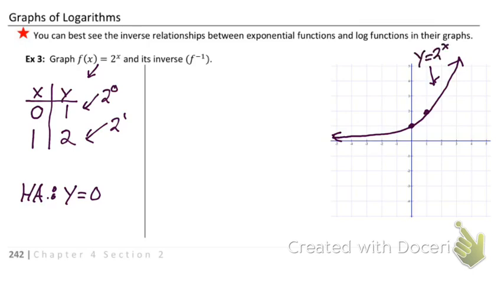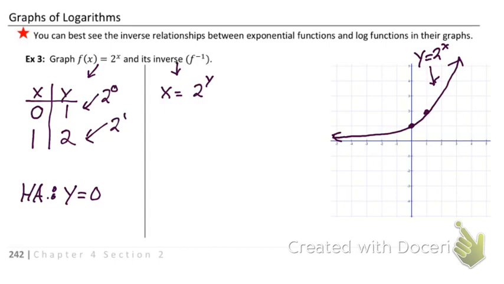Now I'm supposed to graph its inverse. Let's find its inverse first. Let's find what its inverse is. In order to find an inverse, you switch your x and y values and solve for y. So that's exactly what we're going to do. We're going to find its inverse by switching our x and y values. So instead of being y equals 2 to the x, I'm going to have x equals 2 to the y. Make that y a little better.